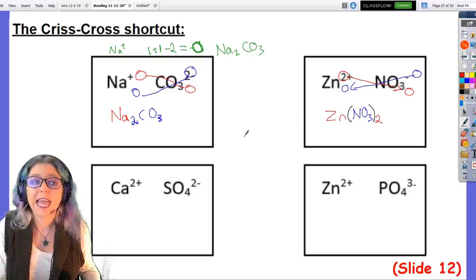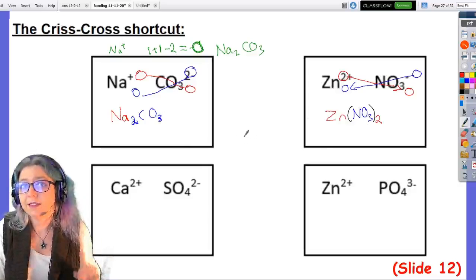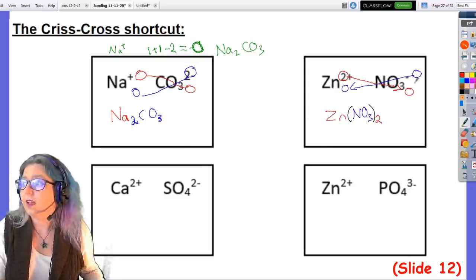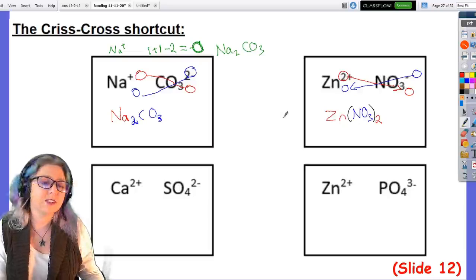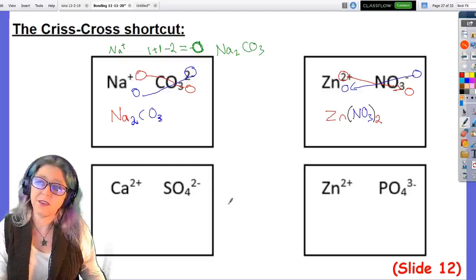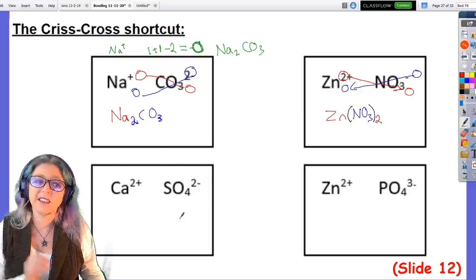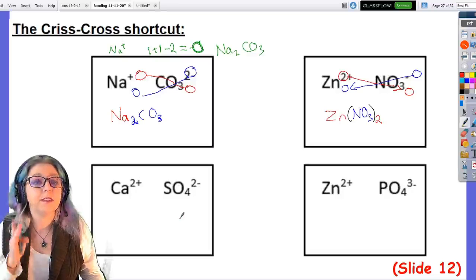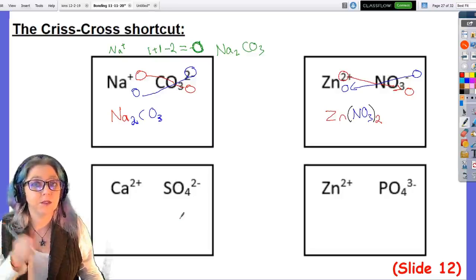So any good rule has its exceptions. Now, the criss-cross rule will work for you just fine 4 out of 5 times. But if you get something like this, it's going to give you a slightly wrong answer, but it's an answer you can easily fix to be right.